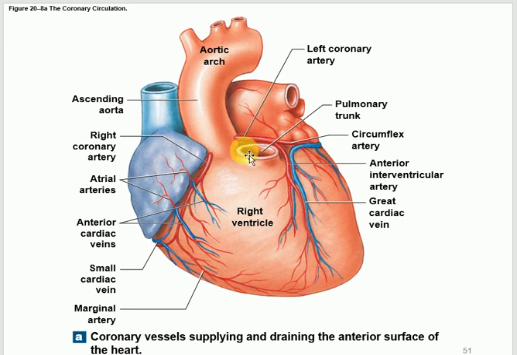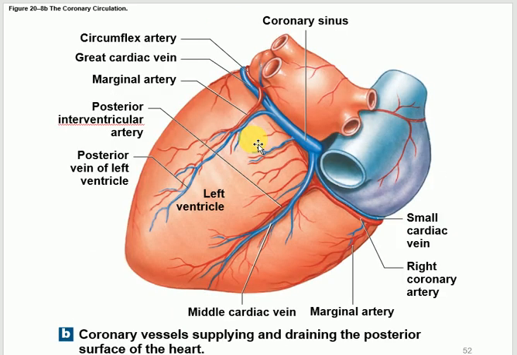Now, is this the front or the back? How did you know? See the atria? Is it clear enough? You see the atria here. So this is the back. This is in between the two ventricles. What do you call it? The artery. It's in between the ventricles, interventricular, anterior or posterior. What's the full name? Posterior interventricular artery. And what's that vein beside it?